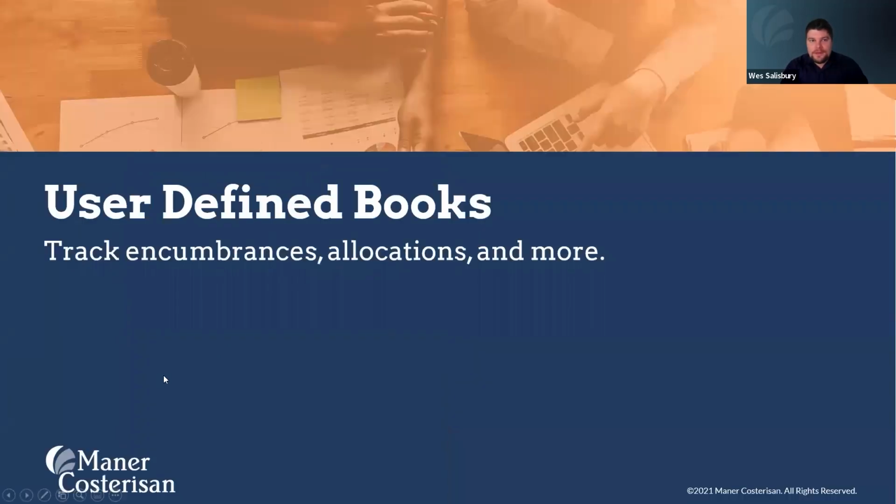So the first one that I wanted to get us started off with is user-defined books, because for those of you on the call who may already be on Sage Intacct, this is something that you may already be using in some capacity. But if you're not using it, this is definitely one of those things that you want to be looking at potentially using. What a user-defined book essentially allows you to do is give you more streamlined ability to track encumbrances, track allocations and report on allocations, and really a lot more.